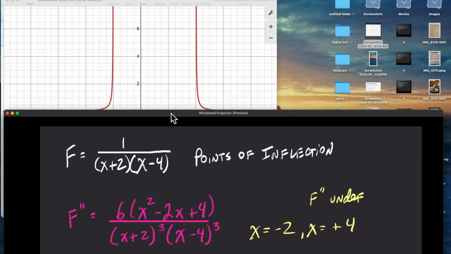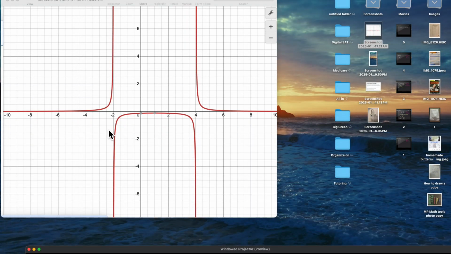So here is the graph of the function. Here is our vertical asymptote at x equals -2, at x equals +4. This function is bottom heavy, which means it's going to have a horizontal asymptote at y equals 0, and you could see, indeed, it's concave up from -infinity to -2. It's concave down from -2 to +4, concave up from +4 to +infinity. But folks, those are not inflection points.